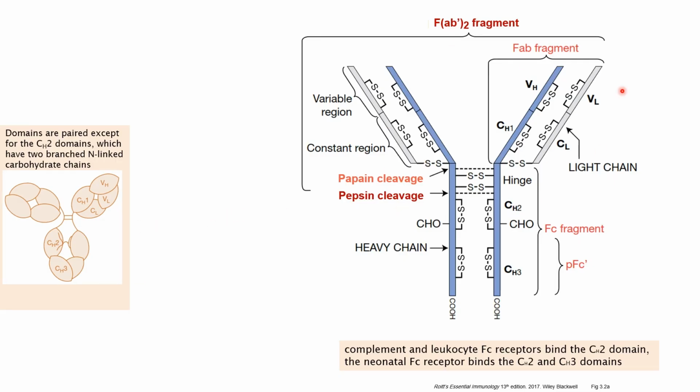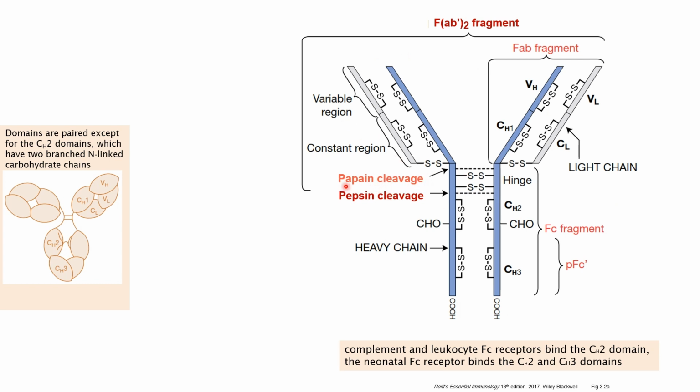Now, coming over to a slightly more detailed look, here we have light chains, variable, constant, heavy chain, variable, constant 1, constant 2, and constant 3. Here are the disulfide linkages that hold these two together. And experimentally, people have named various parts of the structure of the antibody based on enzymatic cleavages.